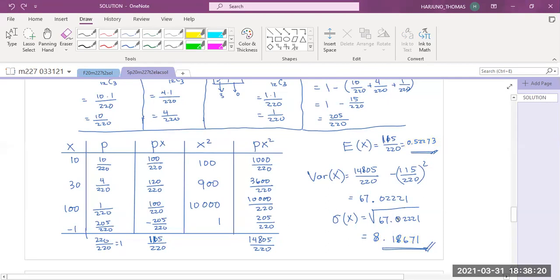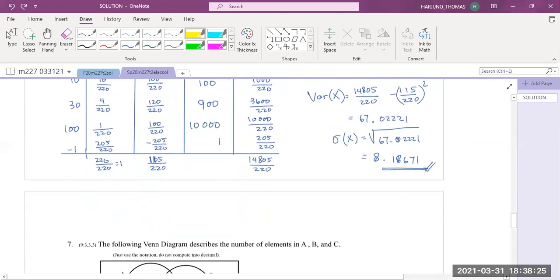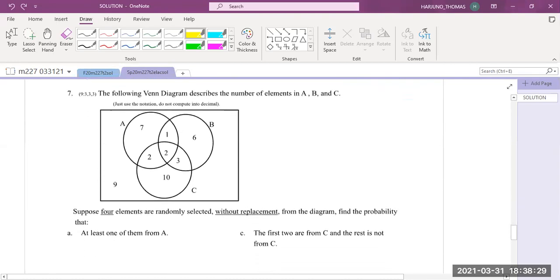That's the end of page 3. Let's go on to page 4. The following Venn diagram describes the number of elements in A, B, C. Let's find out how many elements there are first. That will be 9 plus 7 plus 2 plus 10 plus 1 plus 2 plus 3 plus 6. That's 40.